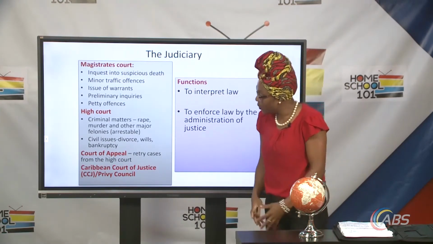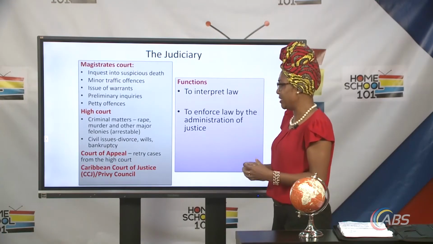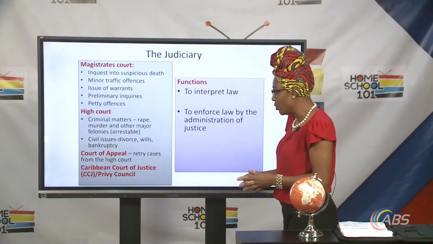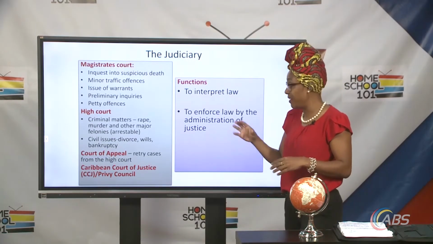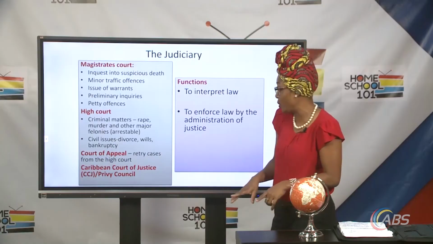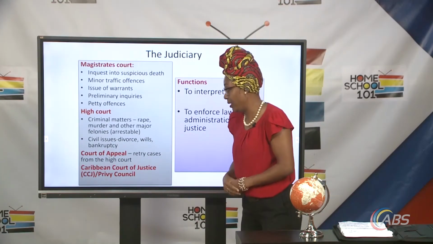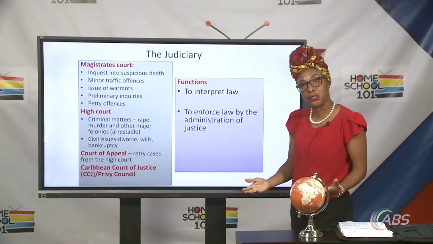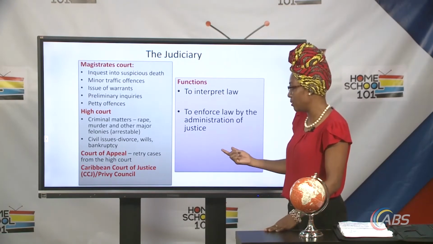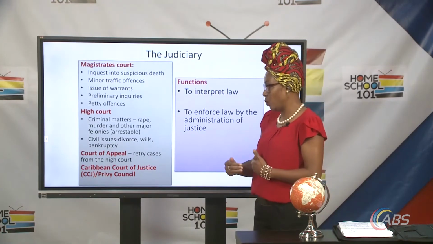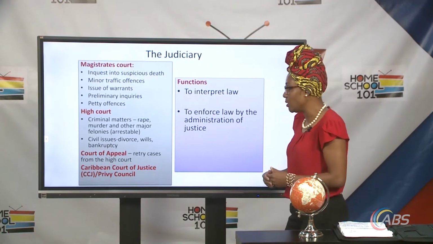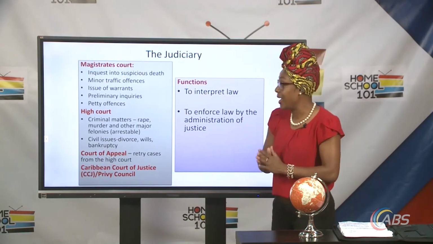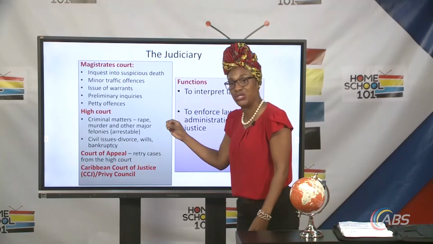Now, onto the high court. They deal with more serious things like the criminal laws, such as rape, murder, and other major felonies. And these are the felonies that you can be arrested for. So we call them arrestable. Okay. Now, the civil court deals with things like divorce and wills and bankruptcy. The difference between the civil court, students, and the high court: the high court deals with the criminal matters, and the civil court deals with the civil issues.